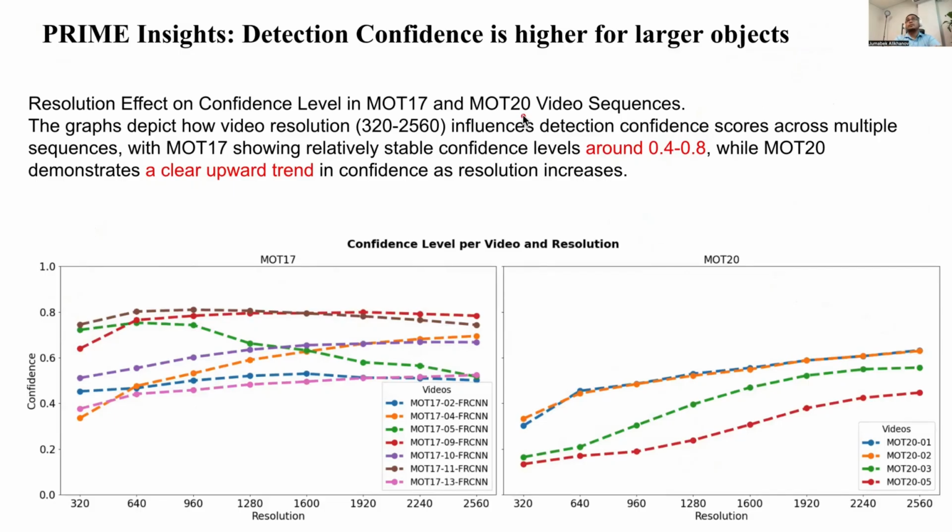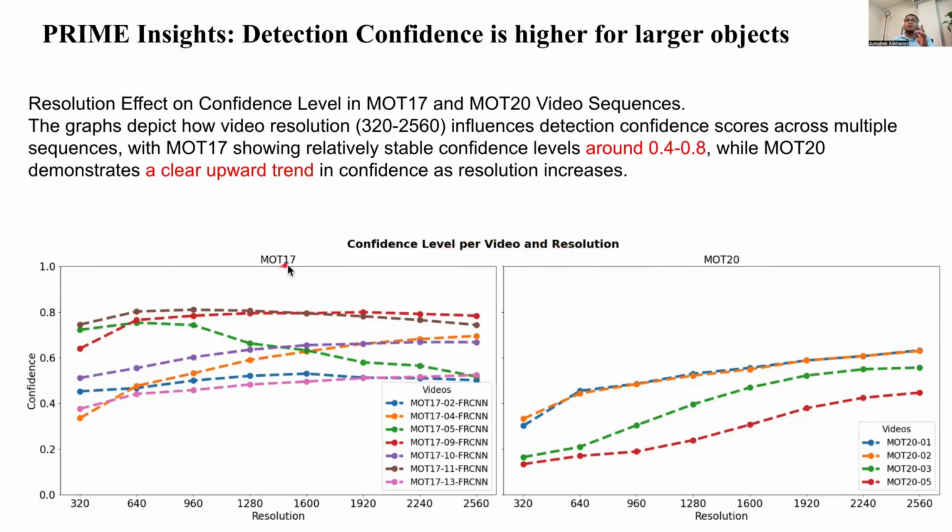So another insight PRIME suggests is that the confidence of crops is higher for larger objects, right? What I mean by that is when you increase the resolution here, the average confidence level per video is increasing. What that means is if it's too small, the confidence of that detected crop is small. But if you increase the resolution, the scale gets bigger, right? The scale of the person. And then the confidence is also bigger. That's what this figure suggests, but only for MOT20.